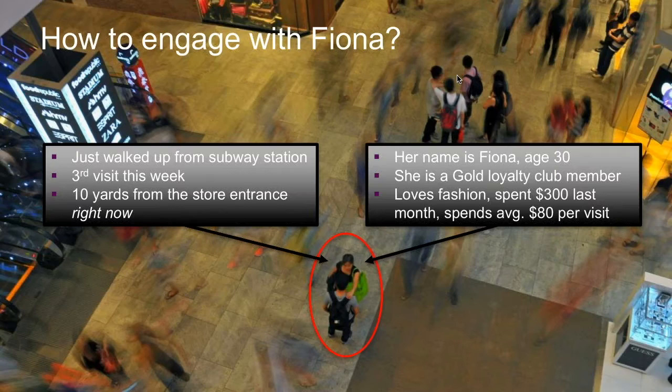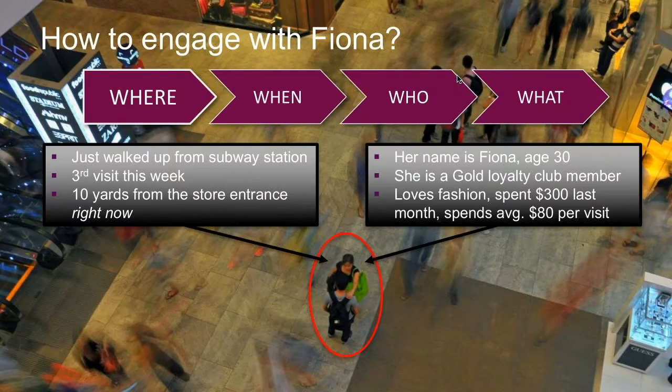Because the technology that we deliver today allows for two things. One, it allows us to accumulate that information, that data, so we know who it is and a little bit of what's happening. We kind of know the where, the when, the who, and the what. So it really comes down to what's the right message, or the right piece of communication, to put in front of her right now.